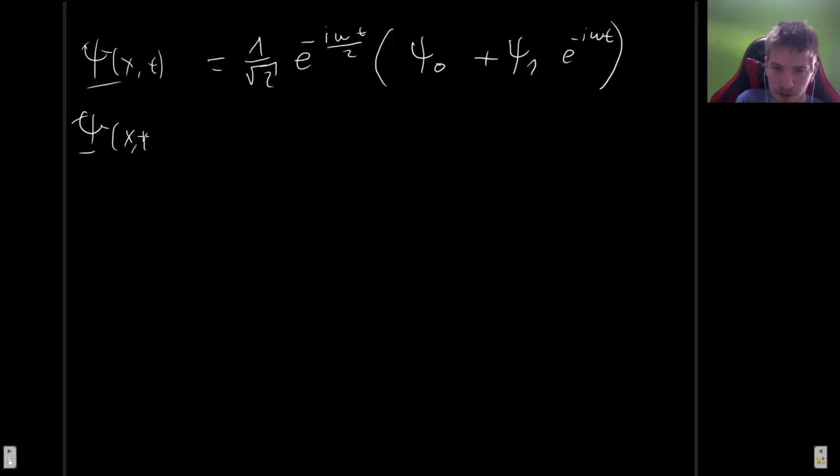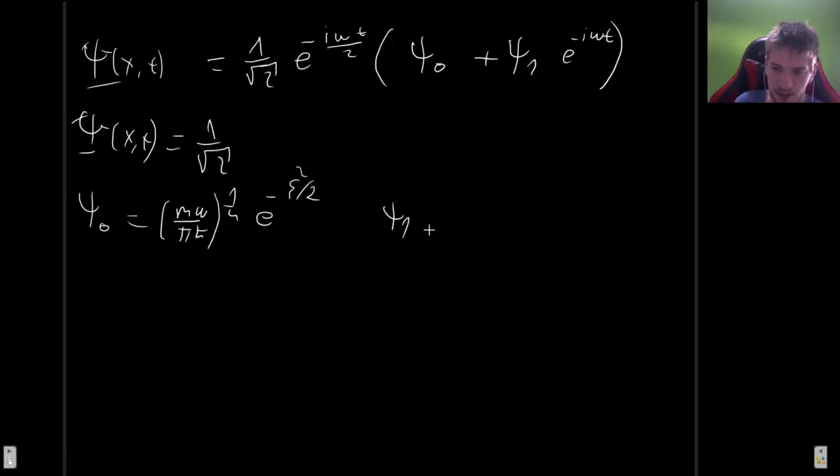So let us quickly go ahead and do that. 1 divided by square root of 2. Now we have found this in previous videos. I will write them down here just so that you can remember. This is (mω/πħ)^(1/4) e^(-ψ²/2). And ψ1 is (mω/πħ)^(1/4) times, I think it was, 2 divided by the square root of 2 times ψ e^(-ψ²/2).